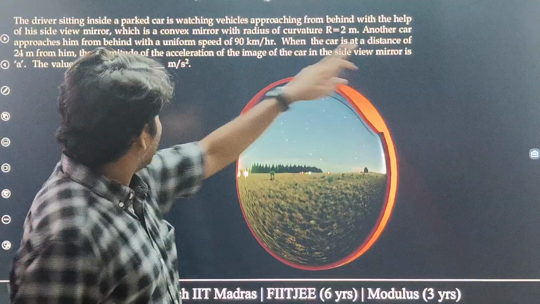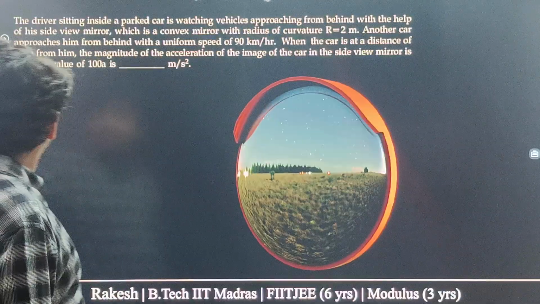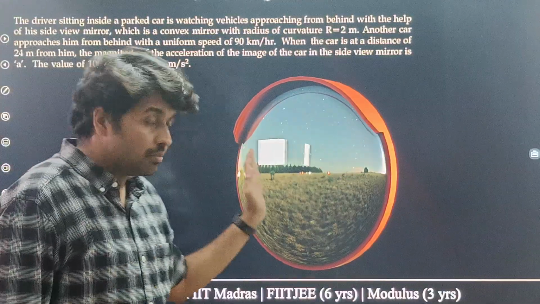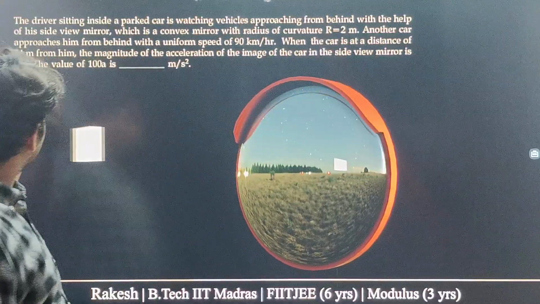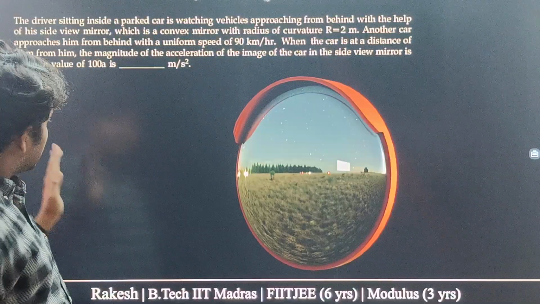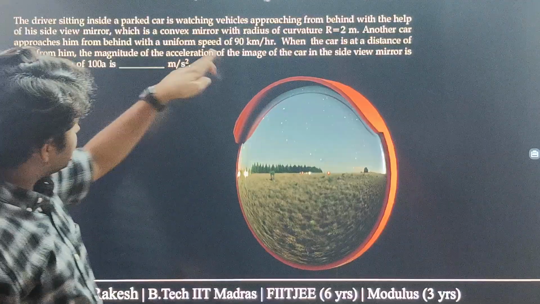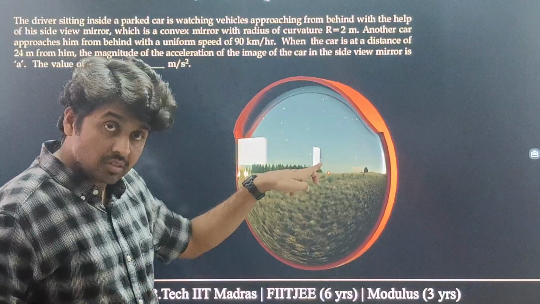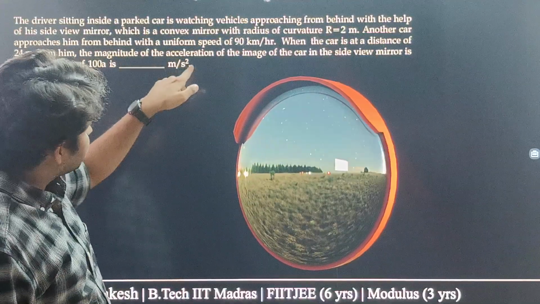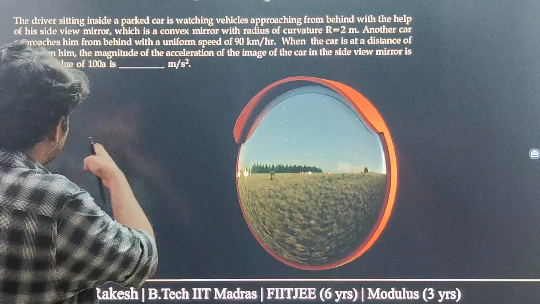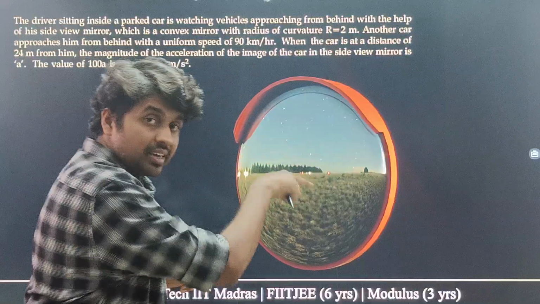Another car approaches him from behind with a uniform speed of 90 kilometers per hour. When the car is at a distance of 24 meters from him, he sees the image inside this mirror, and he's asking us what is the acceleration of this image. So when the car is at a distance of 24 meters, what is the acceleration of the image inside the convex mirror?